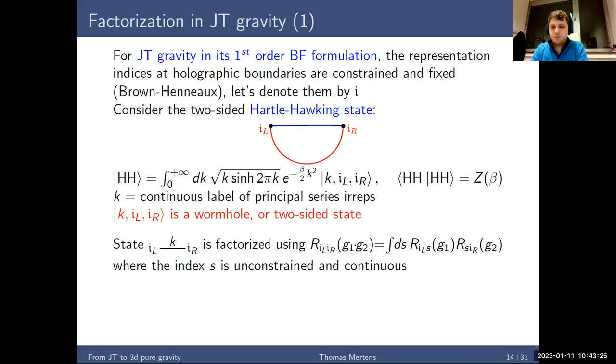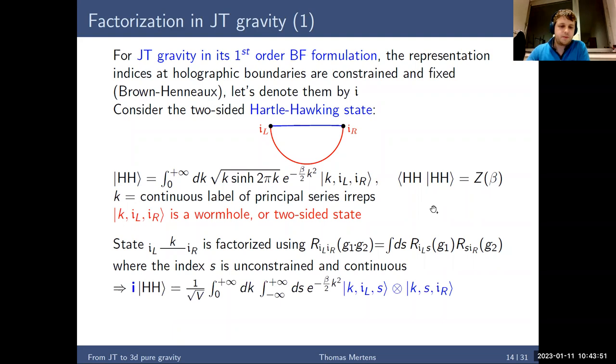You can factorize this state just by inserting a dummy index that I call S here and taking the product of representation matrices. And this new index S, again, we're summing over it. So this is an unconstrained index. And it's also continuous. It turns out to be continuous because we're studying a non-compact group in this case.